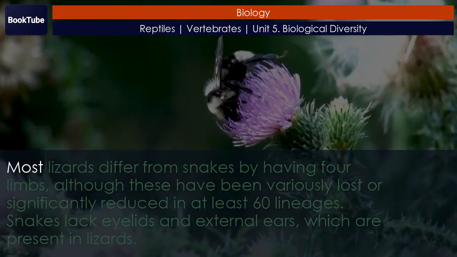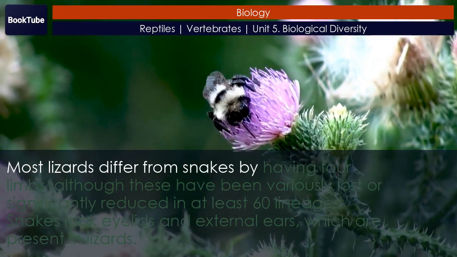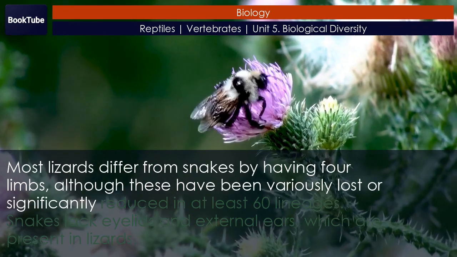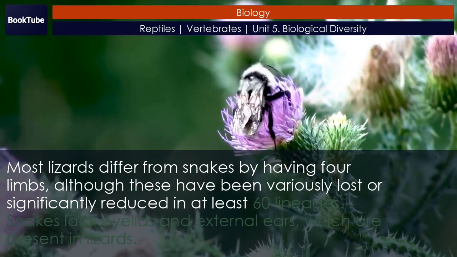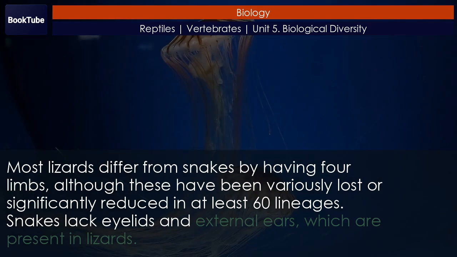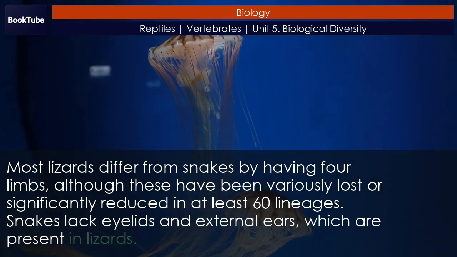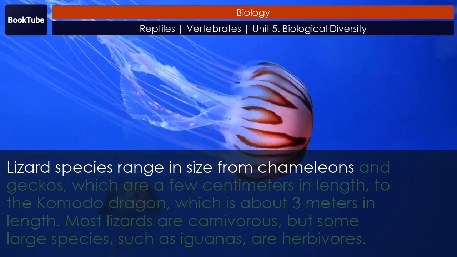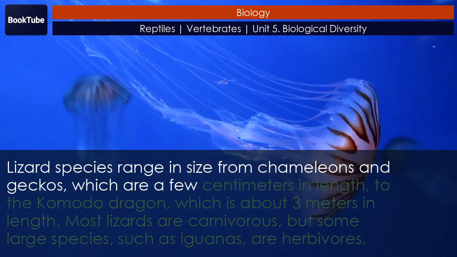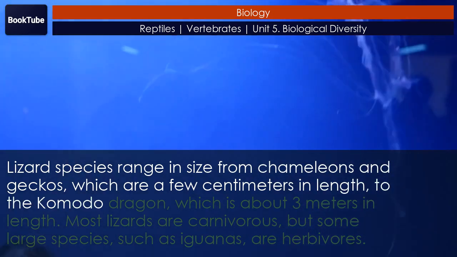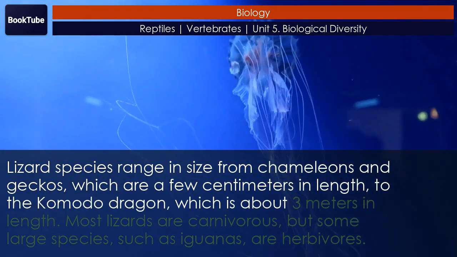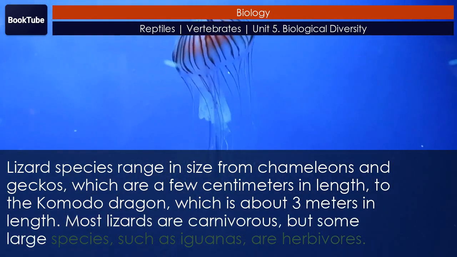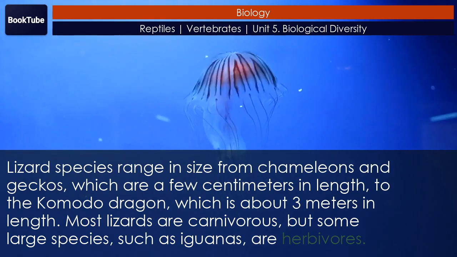Figure 8. Most lizards differ from snakes by having 4 limbs, although these have been variously lost or significantly reduced in at least 60 lineages. Snakes lack eyelids and external ears, which are present in lizards. Lizard species range in size from chameleons and geckos, which are a few centimeters in length, to the Komodo dragon, which is about 3 meters in length. Most lizards are carnivorous, but some large species, such as iguanas, are herbivores.